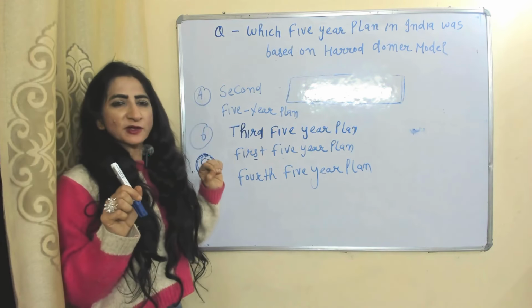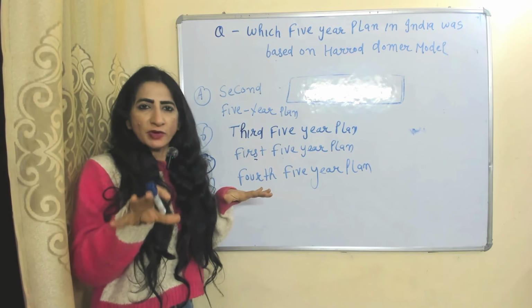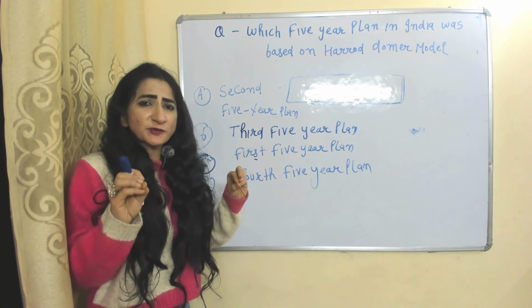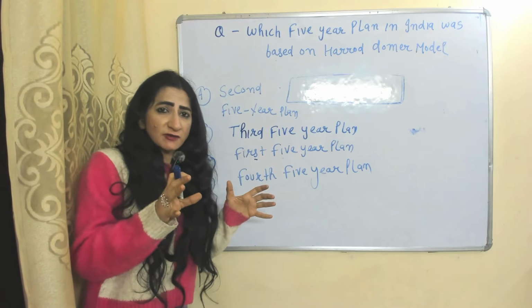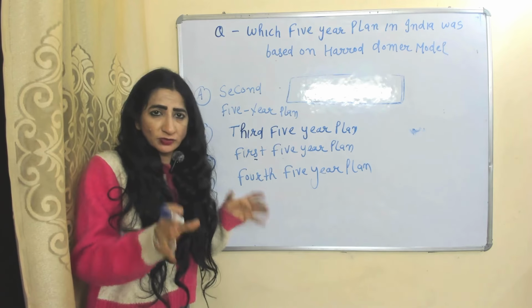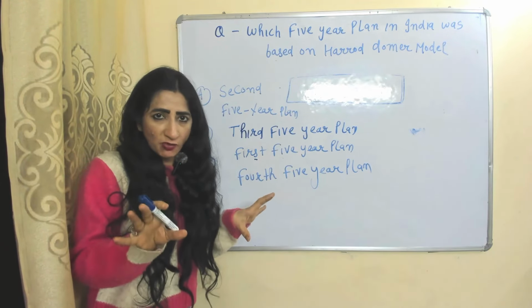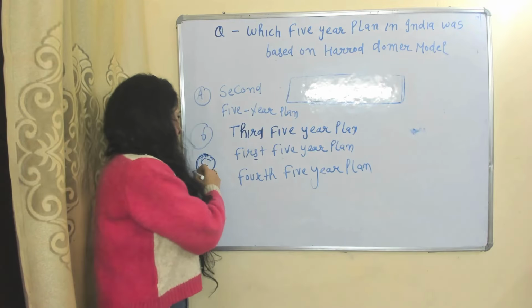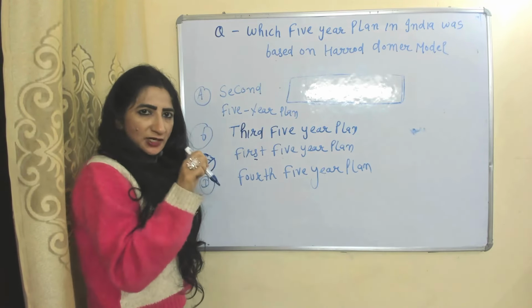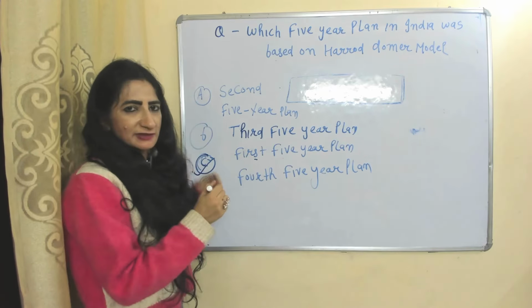Which five-year plan of India was based on the Harrod-Domar model? According to the first five-year plan of India, saving and investment are important tools for economic growth. And the Harrod-Domar model mainly focuses on saving and investment for economic growth. So the first five-year plan of India was based on the Harrod-Domar model. Our right option is C.